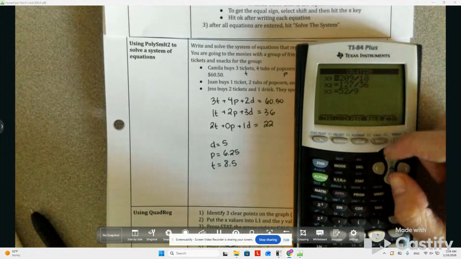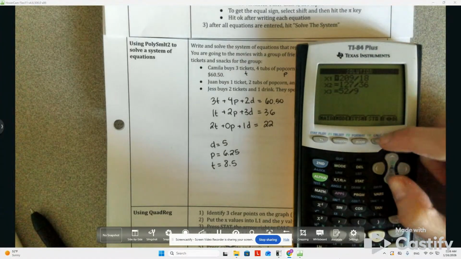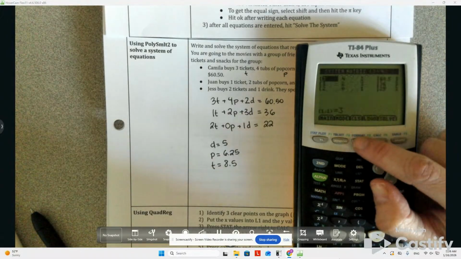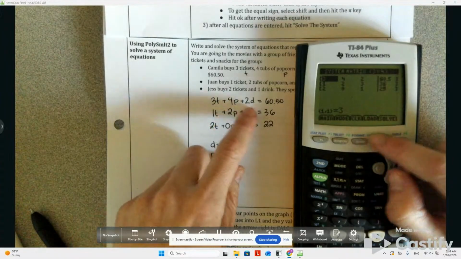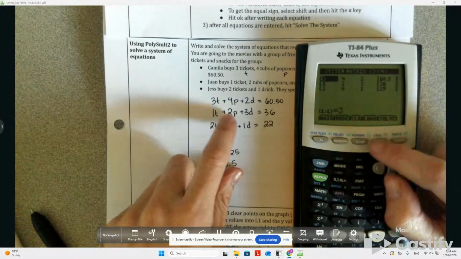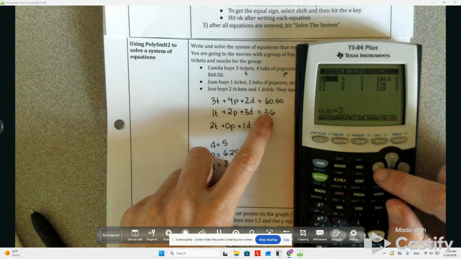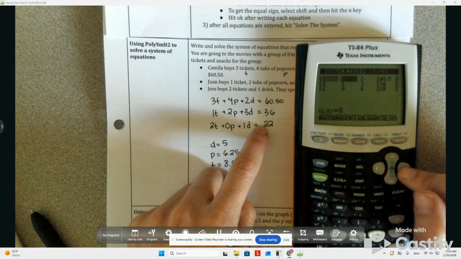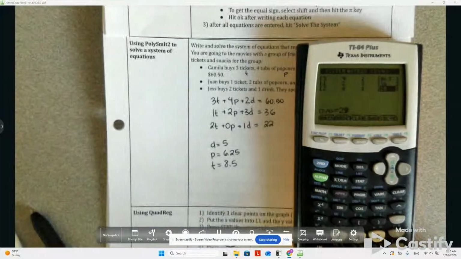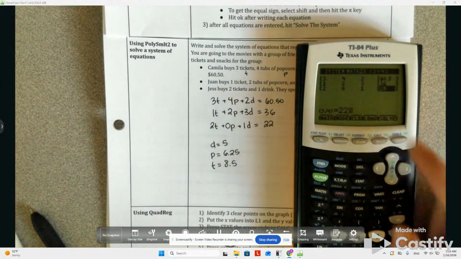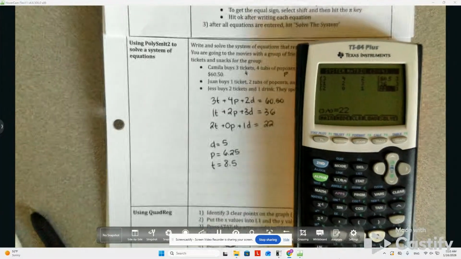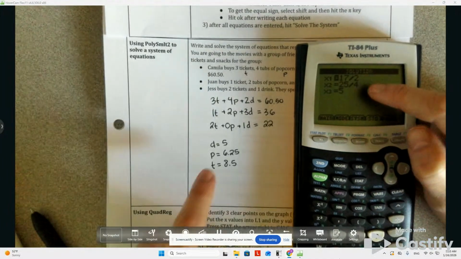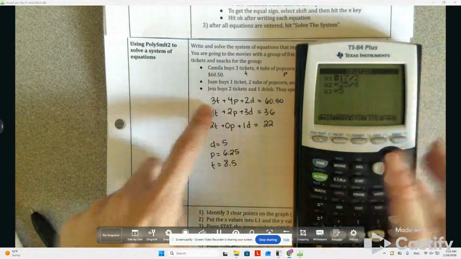And it gets us to, I have a feeling I mistyped something. Let's go back. If we go back here to system, let's see, what did I do? 3, 4, 2, 60.5. 1, 2, 3, 36. 2, 0, 1. Oh, I wrote 29. There we go. I might have forgotten to press enter. If I just hit 22 and then do solve, it won't save it. So make sure you hit enter before you solve. And now, okay, we're good. It just did it in a different order.